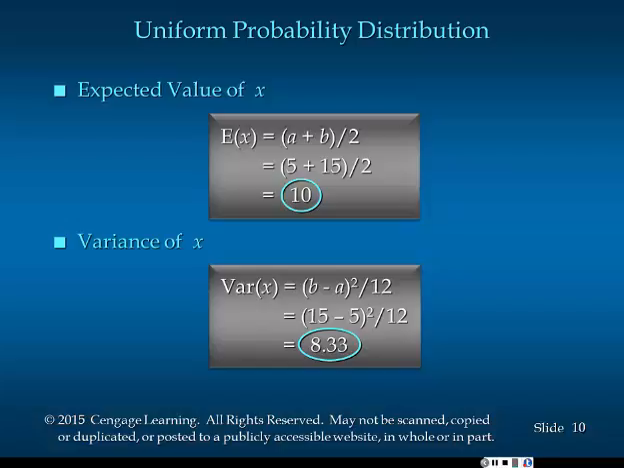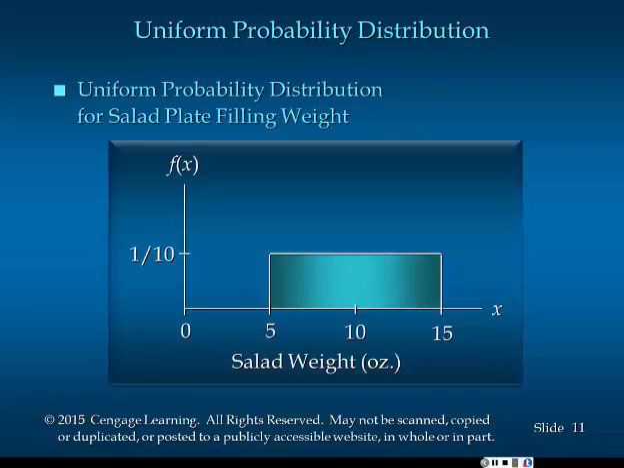We square that, which gives us 100, and then we divide 100 by 12, which gives us 8.33. Alright, so the uniform should be pretty plug and chug. Just practice it, and you should be able to use it without much trouble. Alright, there's our distribution. Again, pretty boring, just a rectangle on the side.